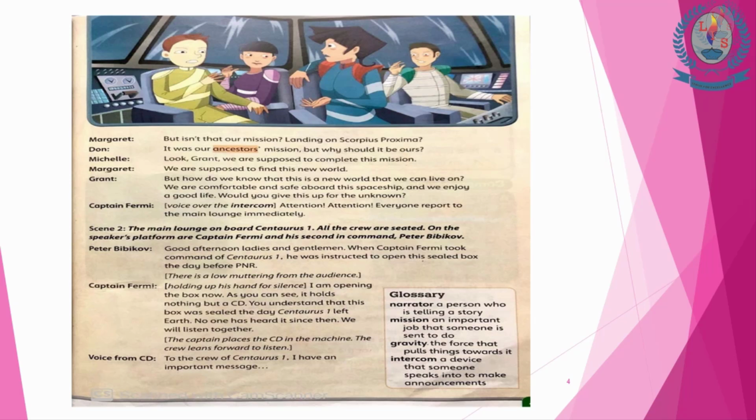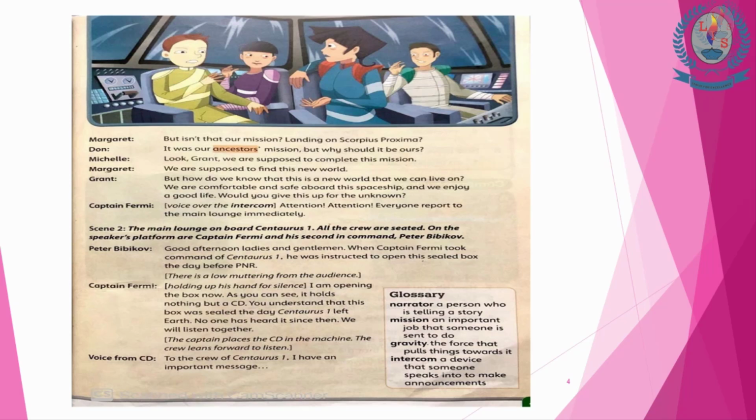In the second scene, the setting is the main launch on board the spaceship Centaurus 1. All the crew members are seated in the launch, and on the speaker's platform, Captain Fermi and Peter Bibico are there. Peter Bibico says, "Good afternoon, ladies and gentlemen. When Captain Fermi took command of Centaurus 1, he was instructed to open this sealed box the day before PNR." Peter Bibico started their discussion. When Captain Fermi got the command of Centaurus 1, he was asked to open this sealed box the day before they reach PNR.